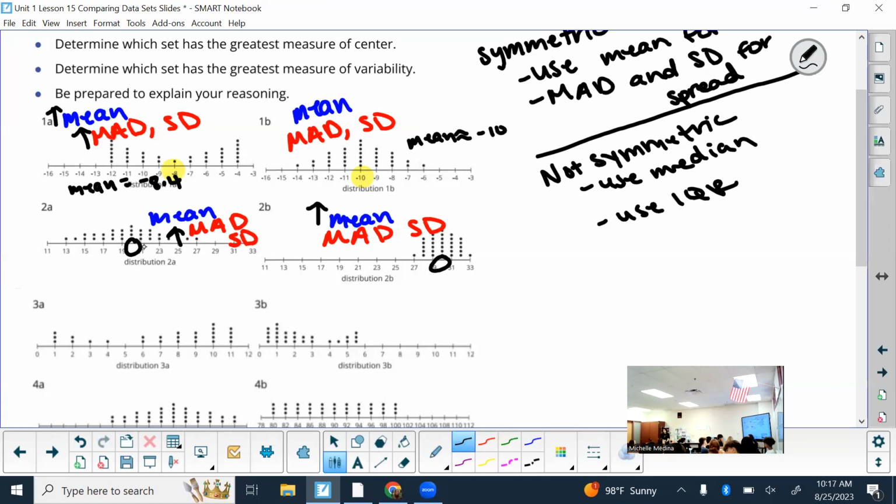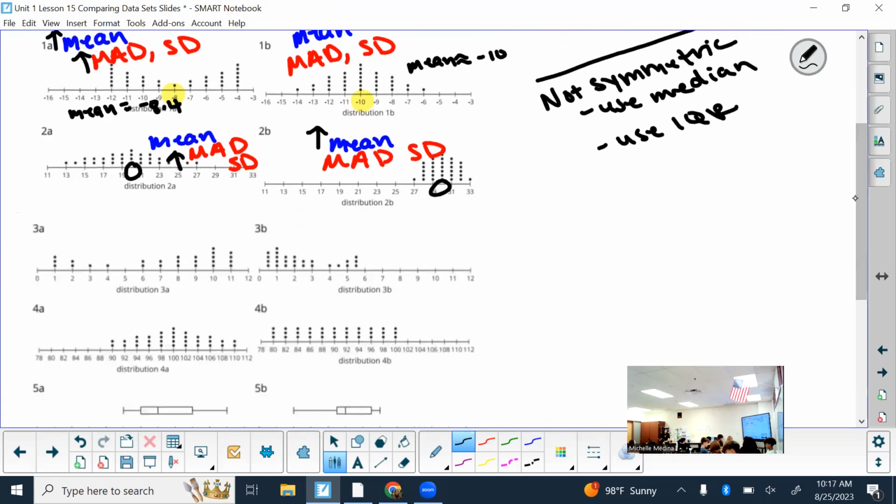Now let's see. Table 6, 3A. Would we use the mean or the median? Which one? 3A. The median and the IQR. Table 7, 3B. Would we use the mean or the median? And then for spread.